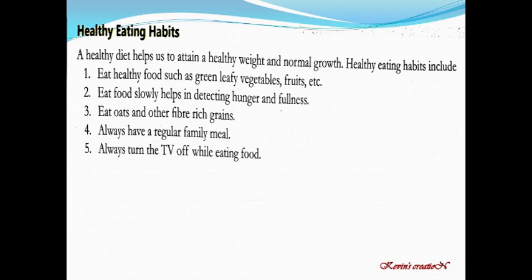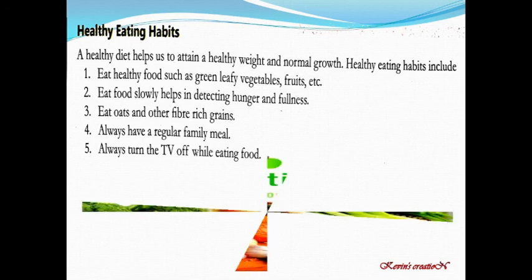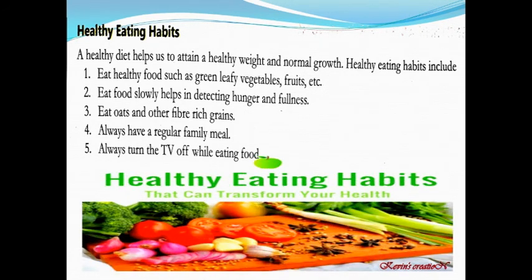Always have a regular family meal. Regular family meals means you have to take the meal at regular intervals. Suppose everybody in the family is taking food at 8 o'clock or 7:30, then you cannot say, no, I'll be taking my food at maybe 11 o'clock or 12 o'clock. So dinner or lunch or breakfast, whatever it is, should be taken with the family when the other members take. So there should be a regular timing for it. And whenever you eat, turn off the TV. Don't watch TV and eat the food at the same time. So healthy eating habits can transform your health.